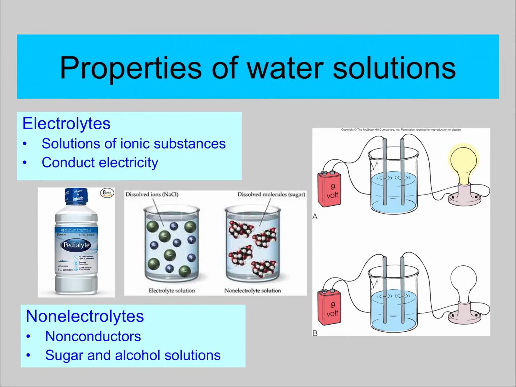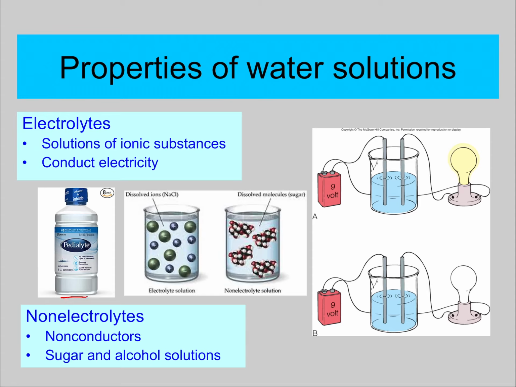So, some properties that are unique about water are the ability to conduct electricity. So, we're going to break our compounds apart into two different groups. We're going to break them into electrolytes and non-electrolytes. Electrolytes are going to be solutions that have ionic substances dissolved in them.